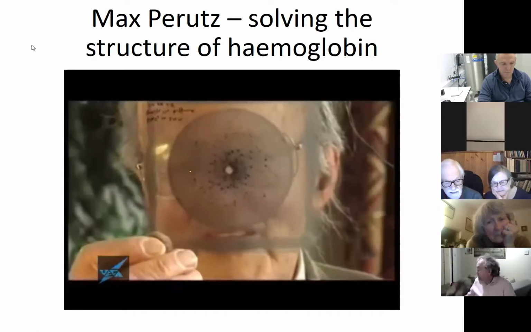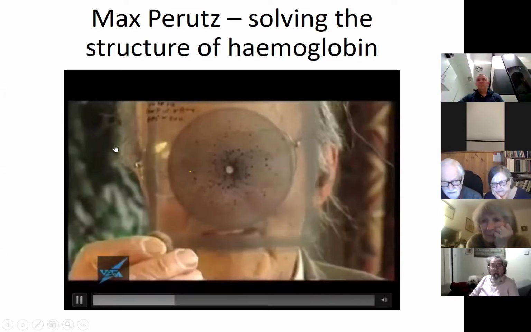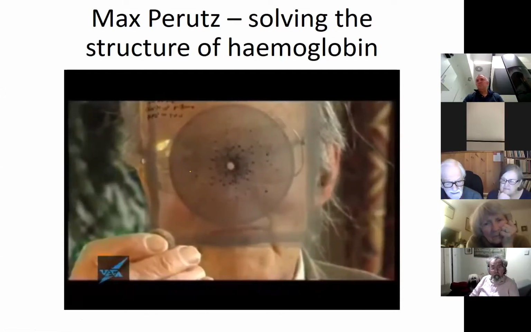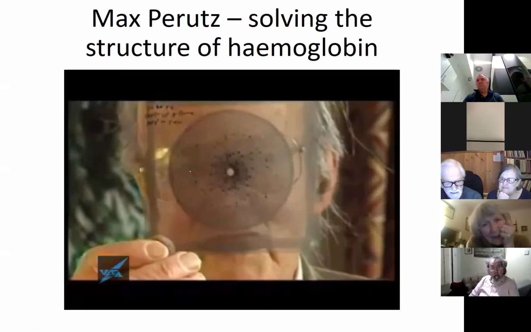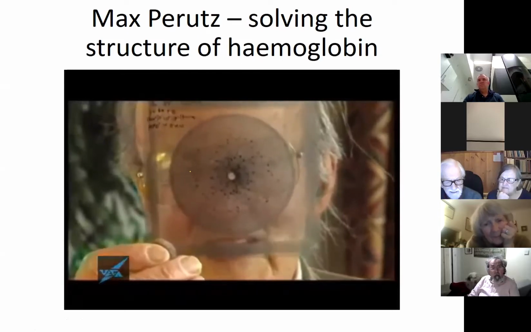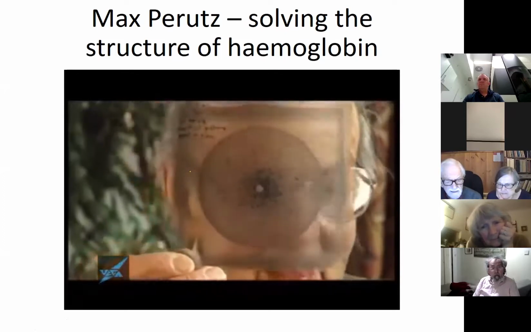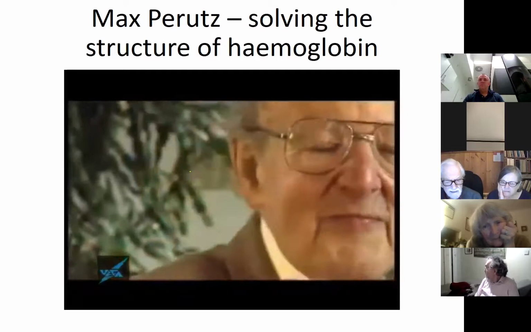The spots are arranged very nicely and regularly, and that merely gives you the distance between the hemoglobin molecules in the crystal. But then you see that the spots have different degrees of blackness. Some are very dark and others are quite faint. And that we call the intensities of the spots.